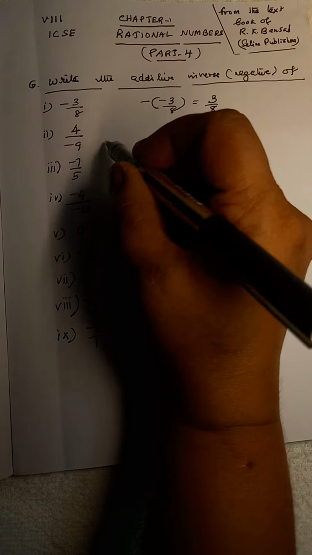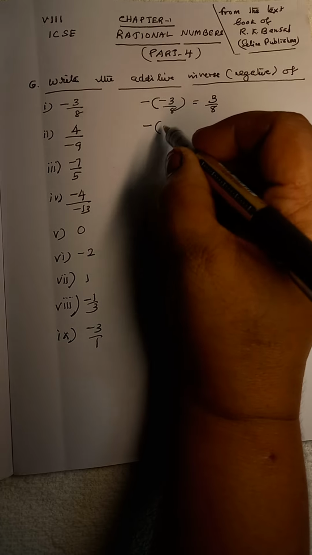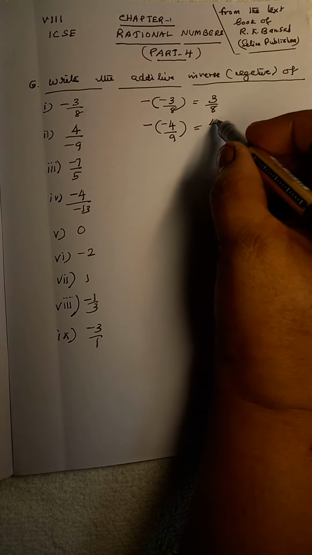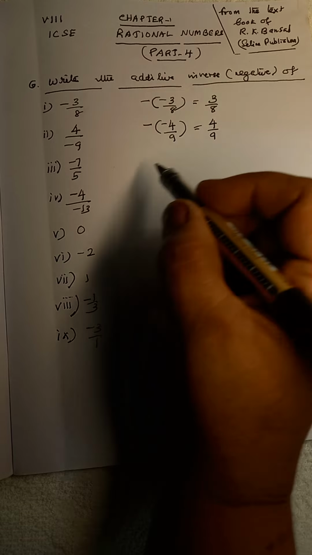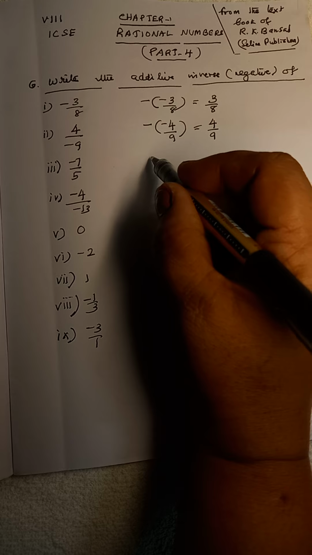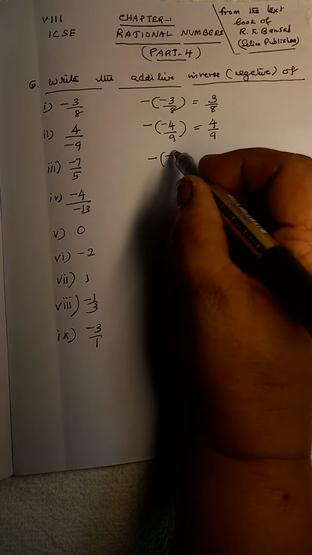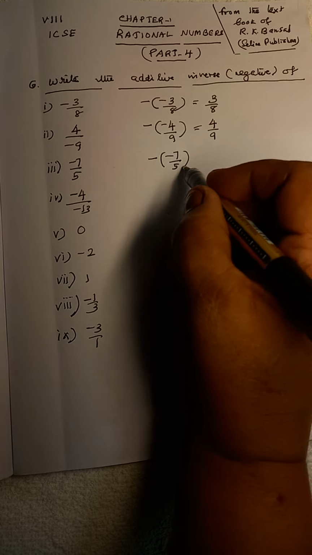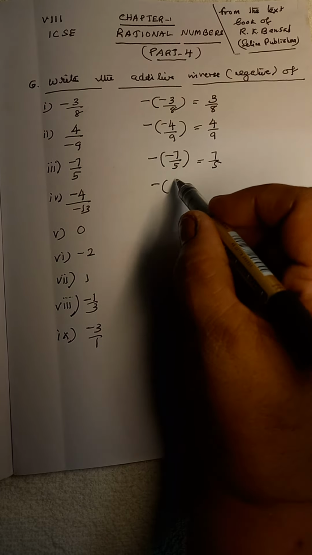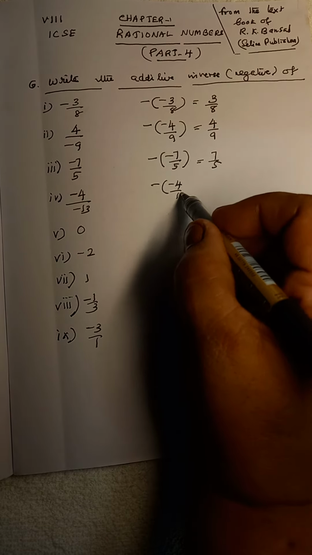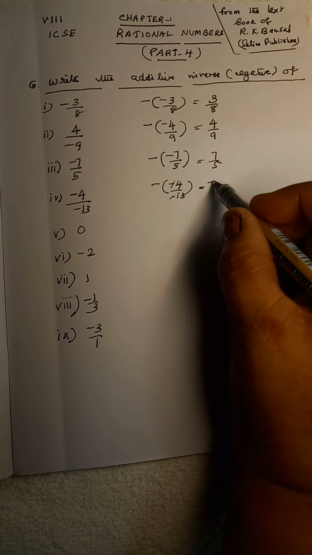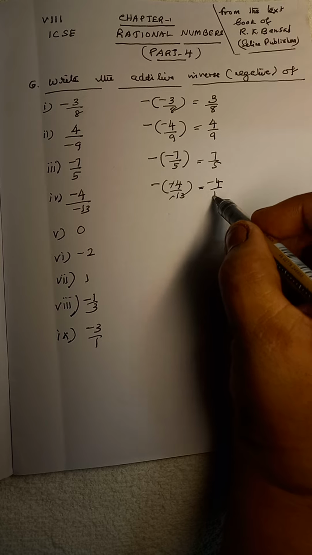Next one is 4 by minus 9. So minus of minus 4 by 9. So that is equal to 4 by 9. Minus into minus is plus. Next one is minus 7 by 5. So additive inverse is minus of minus 7 by 5. So that is 7 by 5. Next is minus 4 by 13. Minus and minus cancel. Answer is 4 by 13.